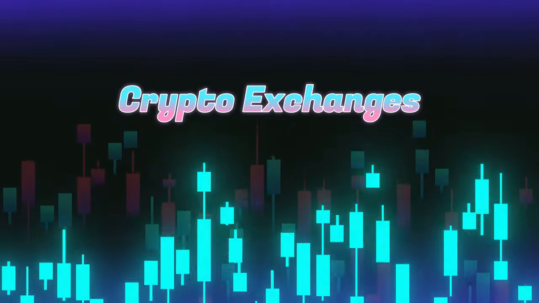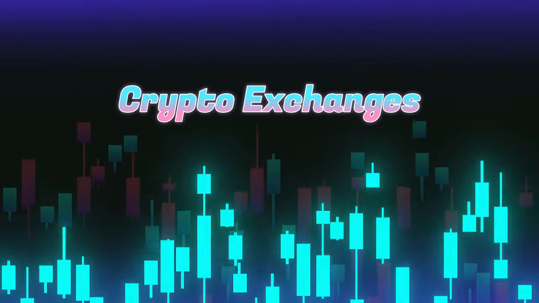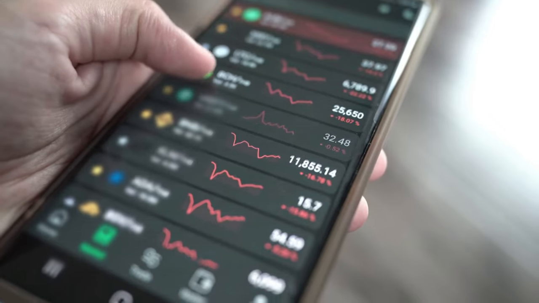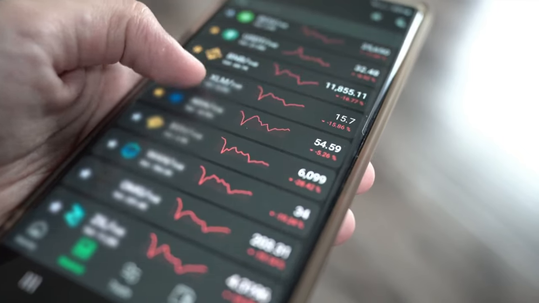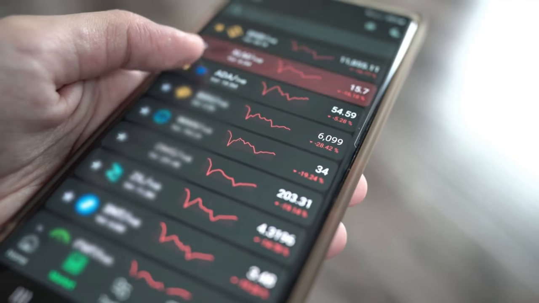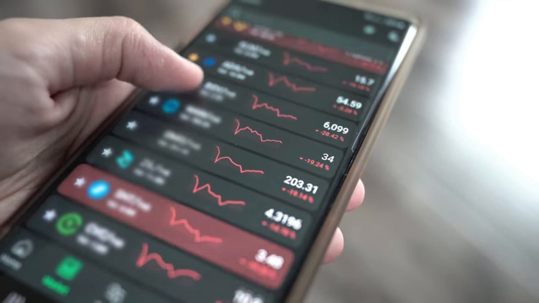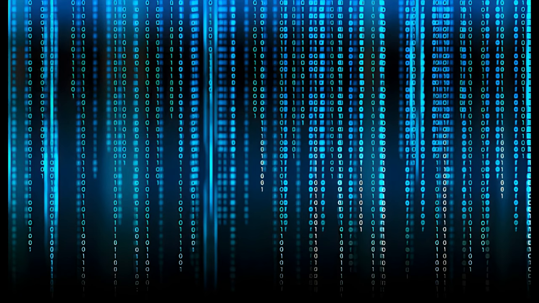Crypto exchanges. Companies like CoinSwitch offer spaces where buyers and sellers congregate. The crypto market is complex, and crypto exchanges fulfill vital needs by simplifying buying or selling crypto.